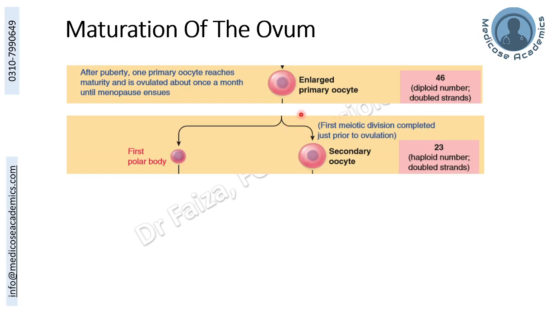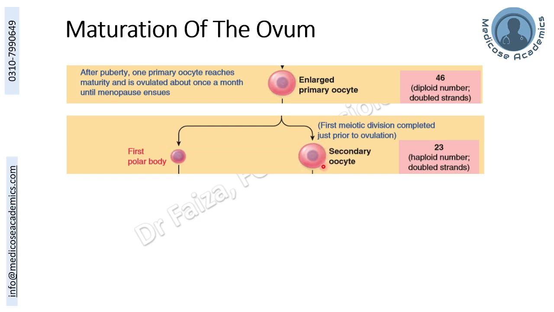The maturation of this primary oocyte to secondary oocyte for this ovum, one ovum per month, will include completion of the meiosis 1 and formation of secondary oocyte, whereas the first polar body will be disintegrated. The 46 chromosomal content will be divided into a haploid number, that is 23 chromosomes each, 23 in the polar body and 23 in the secondary oocyte. This is still having double-stranded 23 chromosomes.